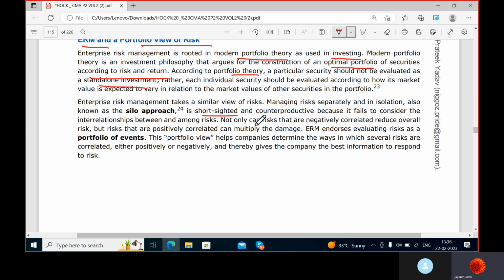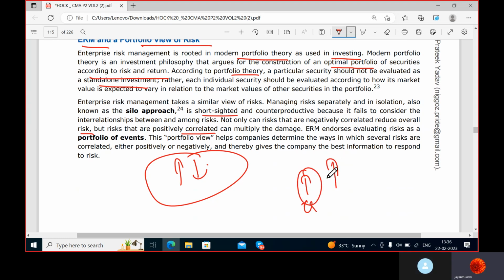Not only can risks that are negatively correlated, in the sense when one risk is increasing, the other risk will fall, reduce overall risk, but risks that are positively correlated mean that when one risk is increasing, like credit risk can lead to default risk, these two are increasing together. Now, if this is high, this can be very high. So it can multiply the damage. ERM endorses evaluating risk as a portfolio of events.